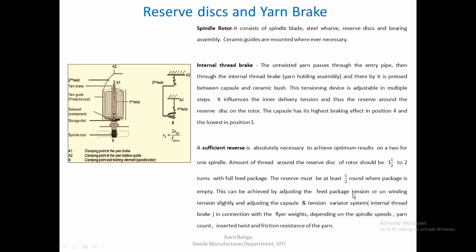So at the beginning of the package start, it will be around 2 turns, and later on this reserve can be reduced, but at least half a round should be there when the package is nearing empty. This can be achieved by adjusting the feed package unwinding tension slightly and adjusting the capsule and tension variator system, the internal thread brake in connection with the flyer weights. So we can adjust this by changing this tension, and the reserve can be changed. It will depend on the spindle speed, yarn count, inserted twist, and the frictional resistance of the yarn. So there is a facility to change this tension.